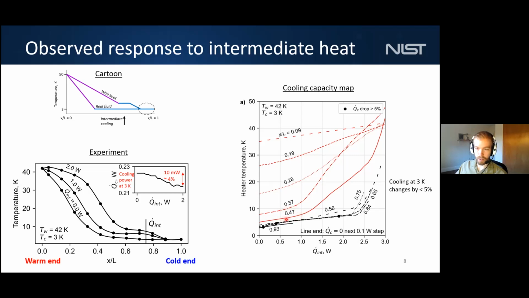With 0 watts applied, it's about 5 Kelvin. With 1 watt applied, it's 7 or 8 Kelvin. And with 2 watts applied, it's up to about 20 Kelvin. So the amazing thing about all this is, as I mentioned before, cooling power at 3 Kelvin: you can apply heat to the regenerator at any of these locations, and for the most part, cooling changes very little at the cold end. So this is your free source of cooling.